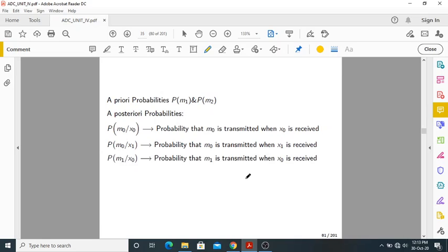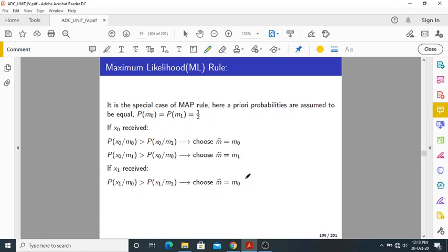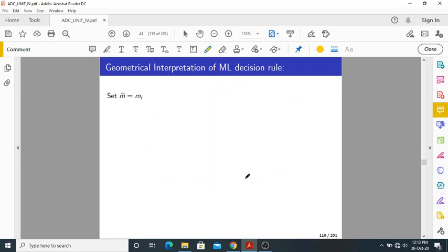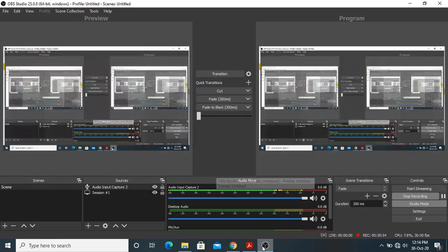Now, this table gives you the final ML rule, the generalized ML rule. Okay, so we stop here. You try to understand this carefully. Okay. Thank you.